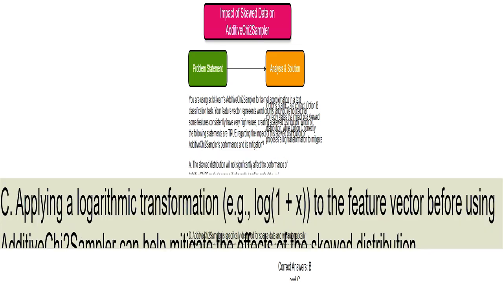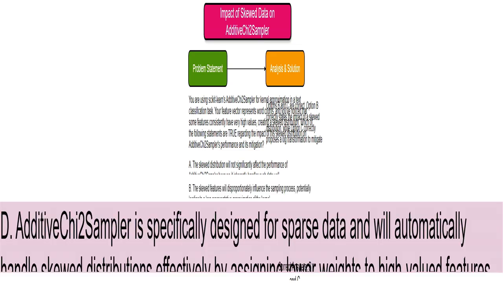This is a great idea. I've learned that applying a logarithmic transformation, such as log 1 plus x, helps compress the high values, making the distribution less skewed. This means the sampling process becomes more balanced, leading to a better kernel approximation. This is incorrect. While AdditiveChi2Sampler works well with sparse data, it does not automatically adjust for skewed distributions. It doesn't automatically reduce the influence of high-value features.